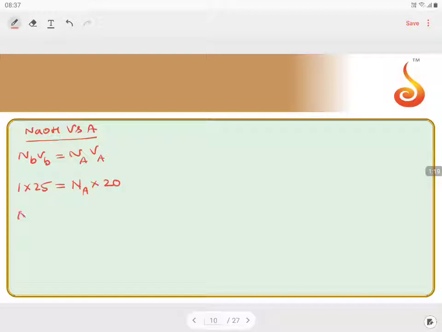So now from this we get the normality of acid A, which equals 25 by 20, 5 5s, 5 4s, 1.25 normal. We got this.